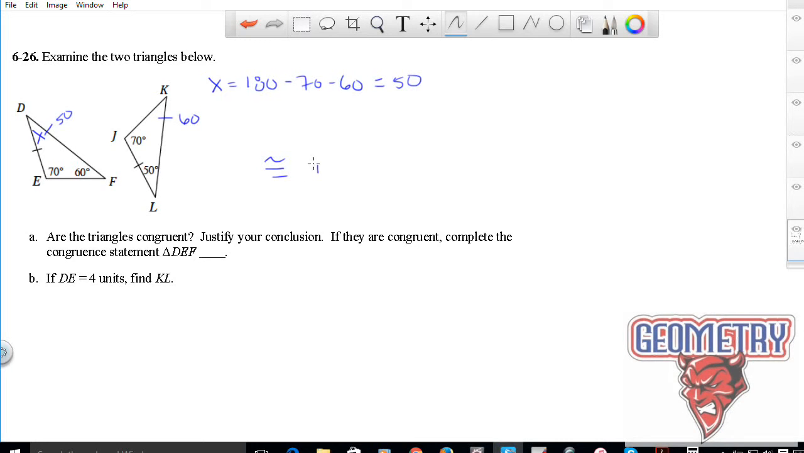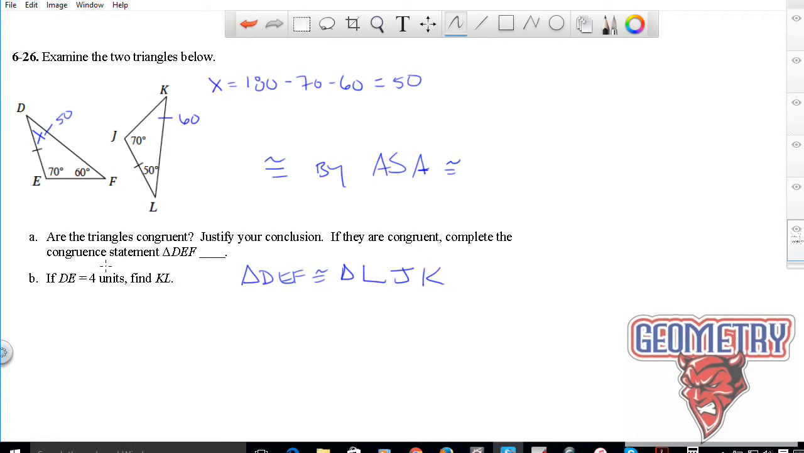They are congruent by angle, side, angle congruency. Right? 50 degrees match up, 70 degrees match up, there's our two angles, and the side in between those two angles also matches up. So congruent by angle, side, angle. Which means, if we do our congruence statement, that triangle DEF is congruent to triangle, well, D matches up with L, E matches up with J, and F matches up with K. So triangle DEF is congruent to triangle LJK.